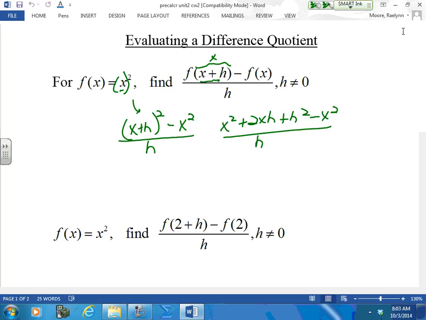Now, when you condense your numerator, you should only end up with h terms. X squared and negative x squared, gone. I'm left with 2xh plus h squared. Now, factor out, these terms have to have an h in them. If something is left there without an h, that means you probably didn't distribute a negative sign, maybe you didn't square it correctly. Everything that's left has to contain an h, because you're going to factor it out.